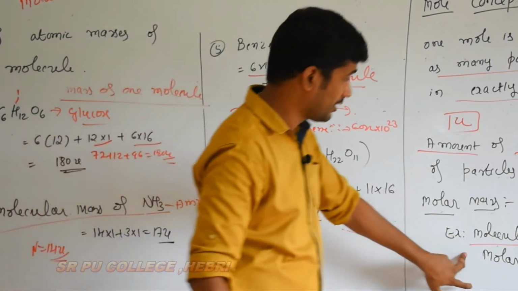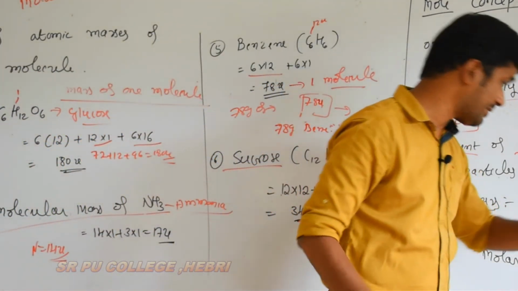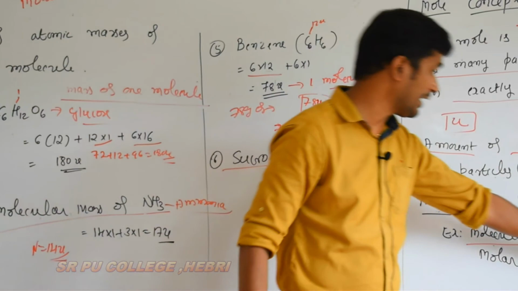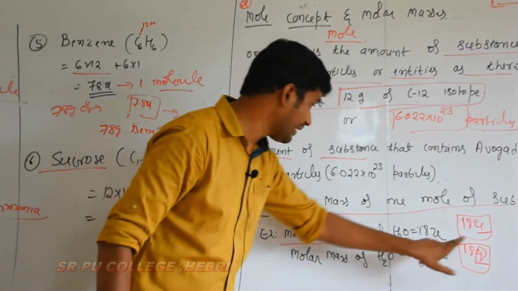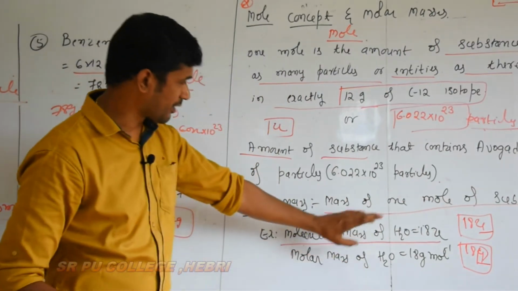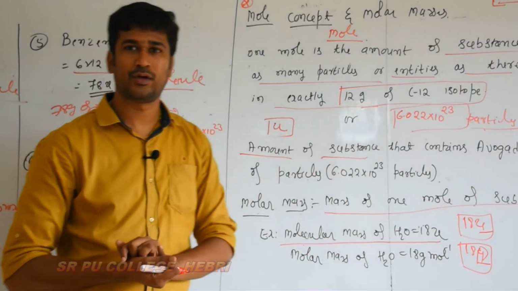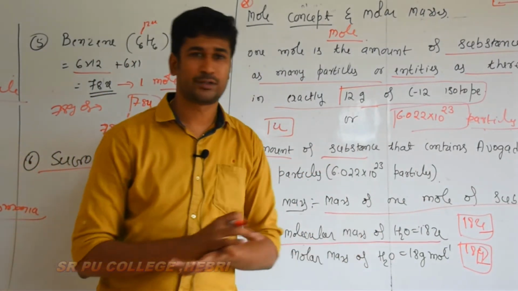Here also, molecular mass of H2O is 18 unified mass. 18 unified mass refers to 1 molecule of water. 18 gram of water refers to 6.022 into 10 to the power of 23 molecules of water.